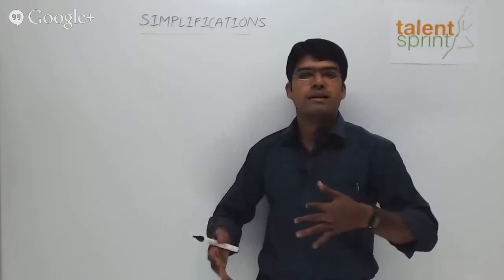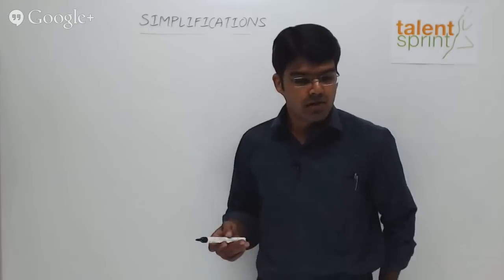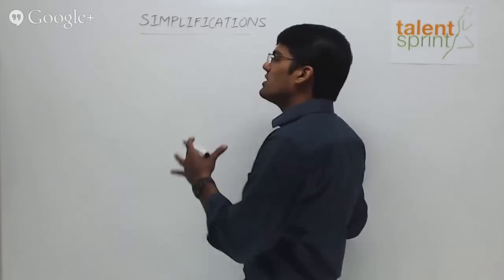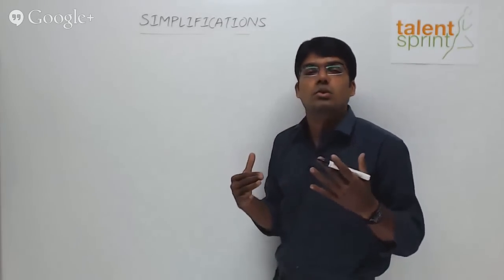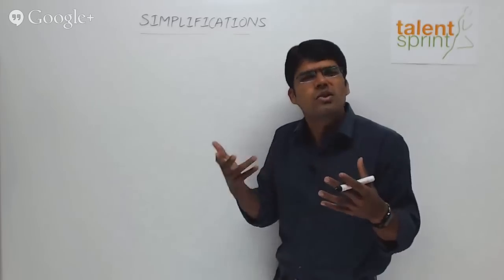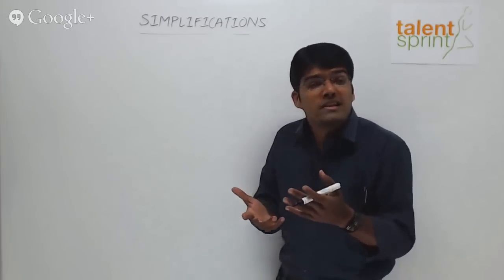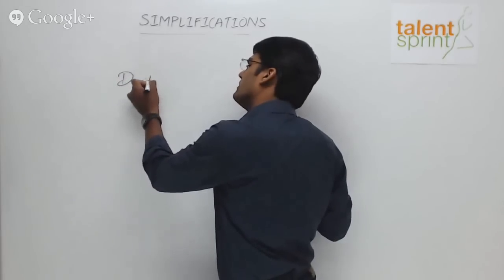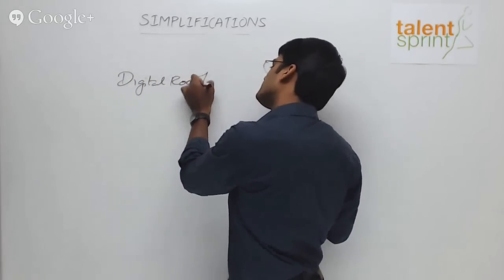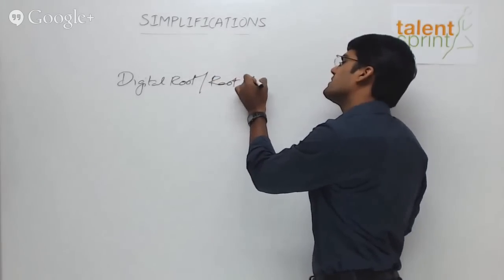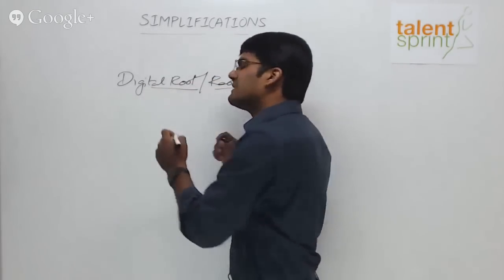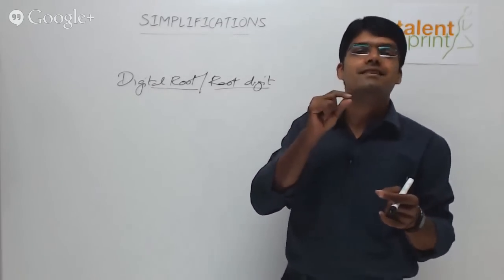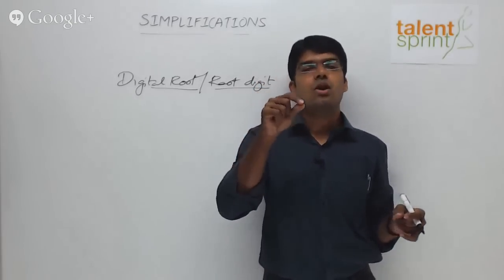I wish I had more time so that I can interact more and solve more questions, but anyway, let's look at this one. What I'm going to explain now is a concept called digital root. It's called lucky digit by some people, or you can call it root digit. What do you mean by digital root? See, this is very simple. In any given number, if you keep adding the digits till you arrive at a single digit number, that is called the digital root or the root digit.